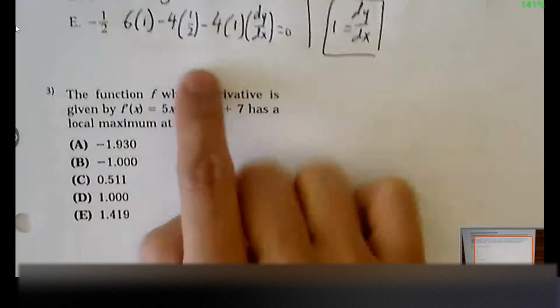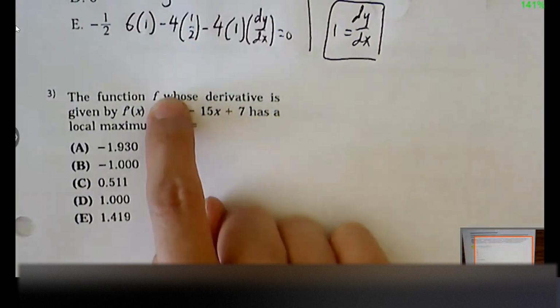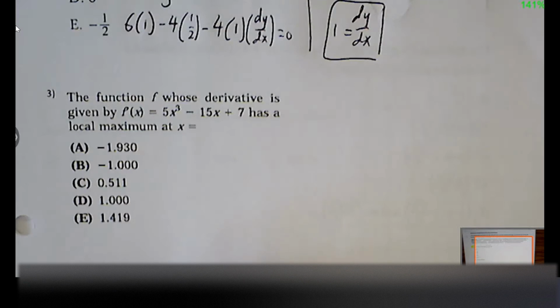Okay, number 3, we have an f prime provided, and we're looking for a relative max on the original function. So what we can do is use the calculator to graph the f prime. We can label our f prime graph, create our sign line, and we can read the arrows to see where our relative max is going to be.